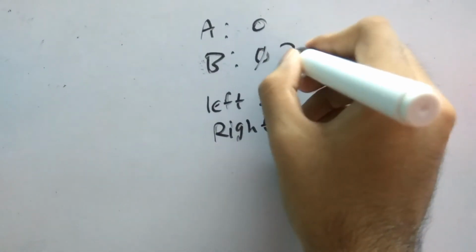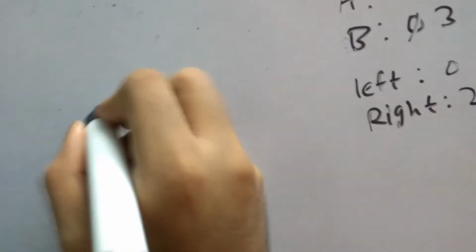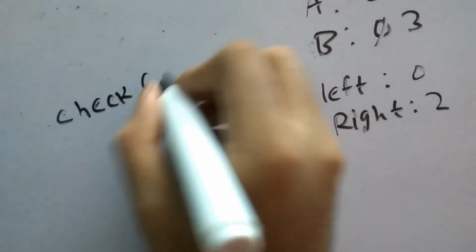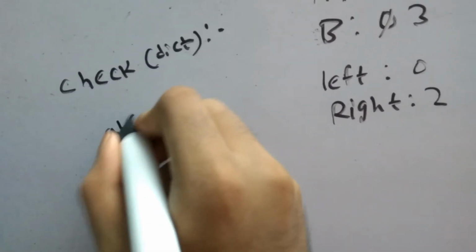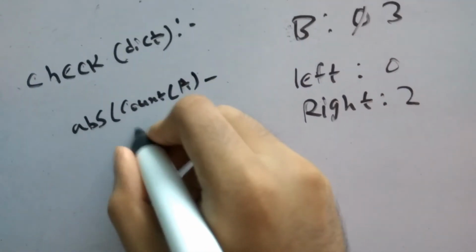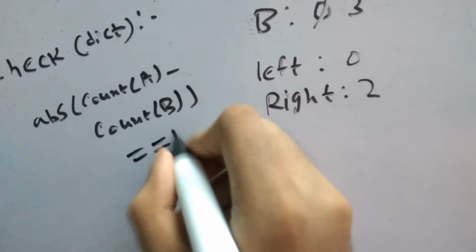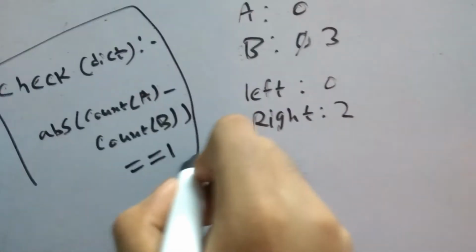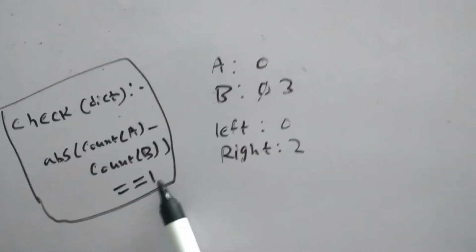So from 0 to 2, what is the count of B? So count of B is 3 and count of A is 0. We will also have one function over here. Let's say the function is called check. This function will take this dictionary, called dict, and will return true if and only if, as I said, the absolute difference of count of A minus count of B is equal to 1. So now at first this dictionary is passed to this function. Is the difference 1? No, this is not 1.